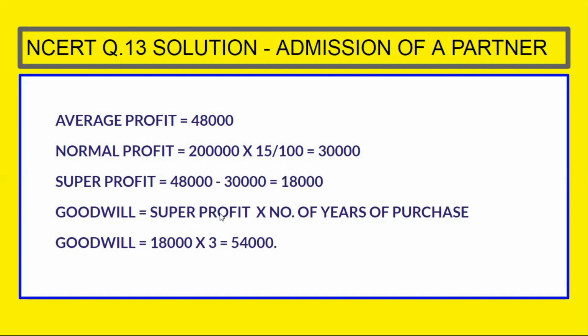Now the goodwill will be super profit into the number of years of purchase. So here 18,000 into 3 years of purchase, which they have given for goodwill valuation, that is 3-year purchase of super profit. Therefore 18,000 into 3 is 54,000. That's all, very simple. I hope all of you understood.